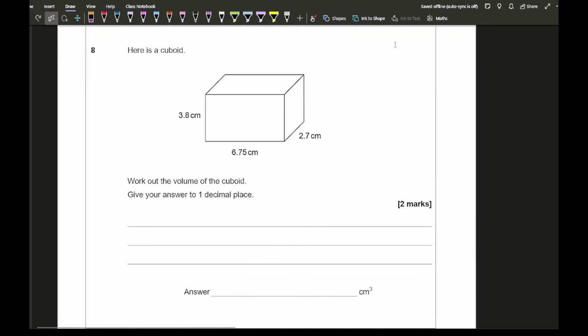Moving on to question 8, it says here is a cuboid, and it says work out the volume of the cuboid, give your answer to 1 decimal place. So to work out the volume, all I need to do is multiply the length by the width by the depth, so 3.8 multiplied by 6.75 multiplied by 2.7, and again doing that all on the calculator.